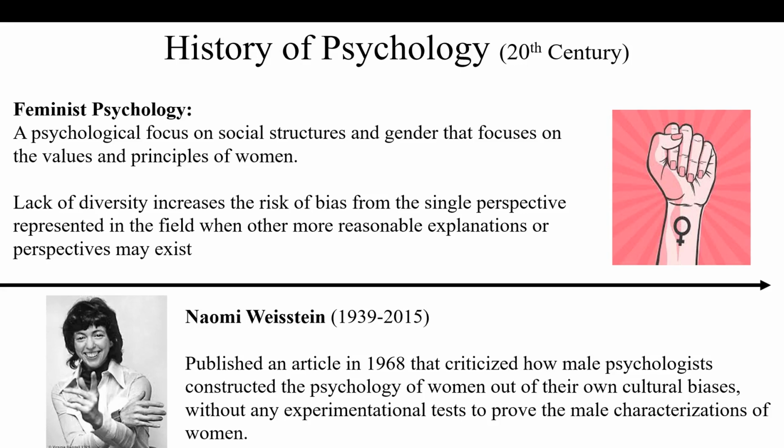Naomi Weisstein was influential for feminist psychology due to her published article that critiqued the field of psychology for its lack of women involvement. Also, the article criticized how male psychologists constructed the psychology of women out of their own cultural biases and without any experimental tests to prove the male biases of women. And her work became the foundation for feminist psychology.